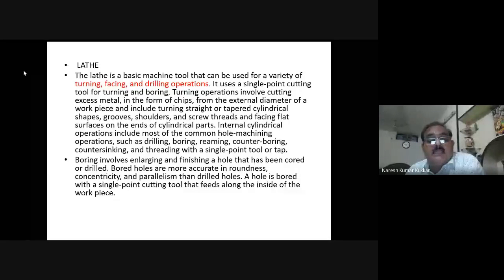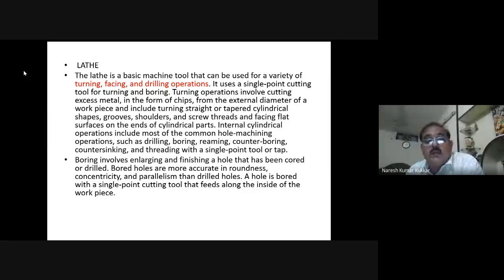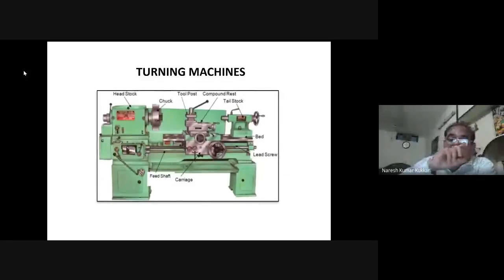Internal cylindrical operations include most of the common hole machining operations such as drilling, boring, reaming, counterboring, countersinking, and threading with a single point tool or a tap. Here we see that only a single point tool is used usually. In this tool post, only a single point tool is used. The shape of the tool can be different, but it's mainly a single point tool.